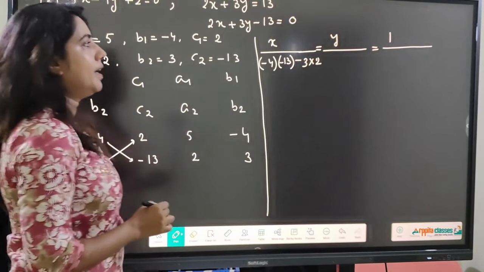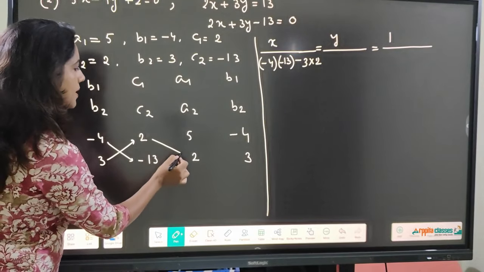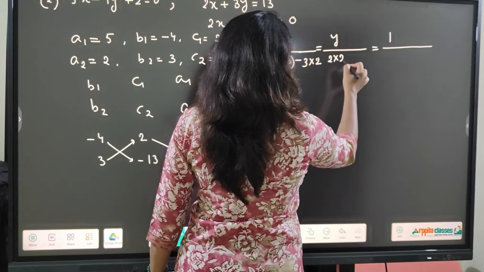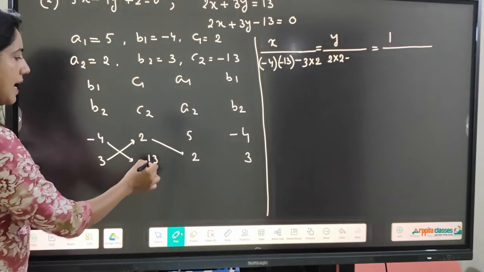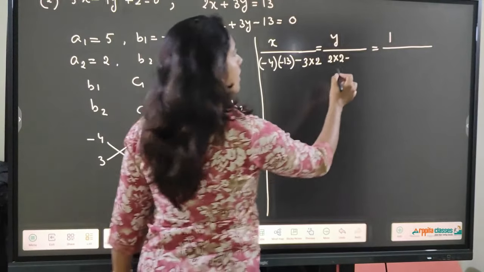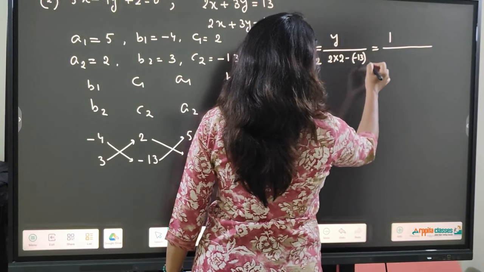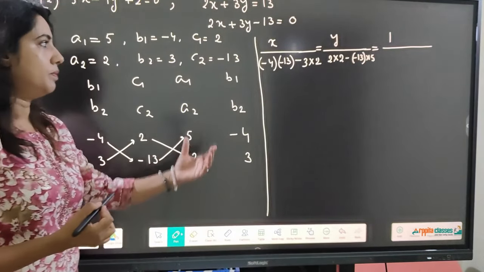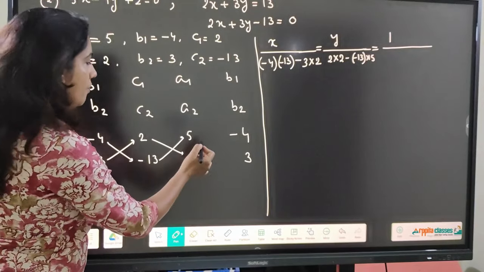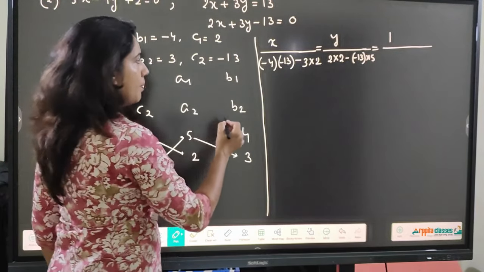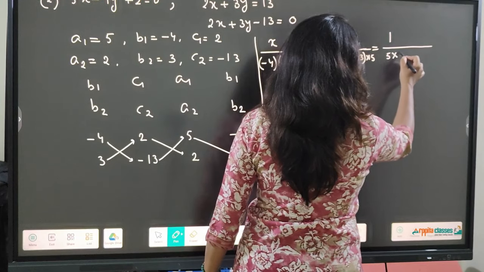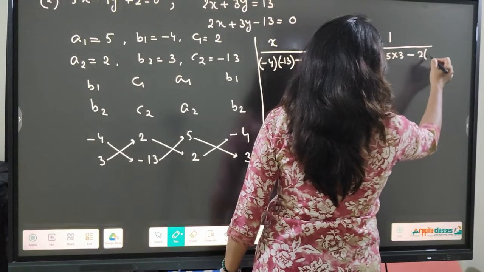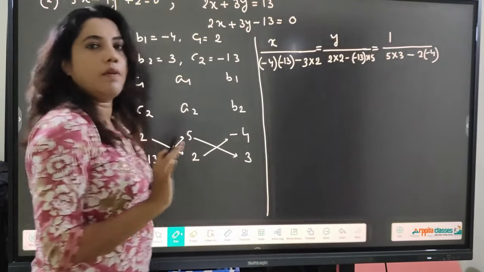Yes. Now under y upon something we'll multiply this into this, 2 into 2. So it's 2 into 2. In between there is a minus sign and minus 13 into 5. So this minus 13 into 5. See, there is enough space because that will take a little space. Writing down 5 into 3, 1 upon something, you will write 5 into 3 minus 2 into minus 4. Okay. So we have written everything properly.